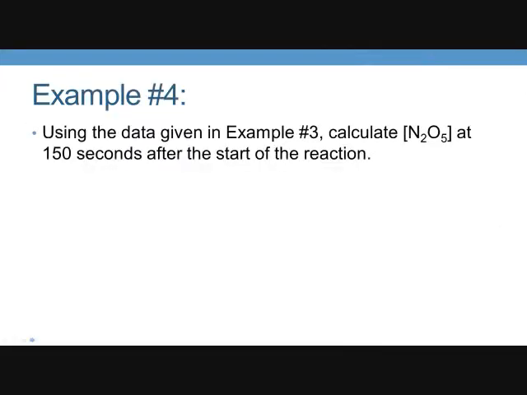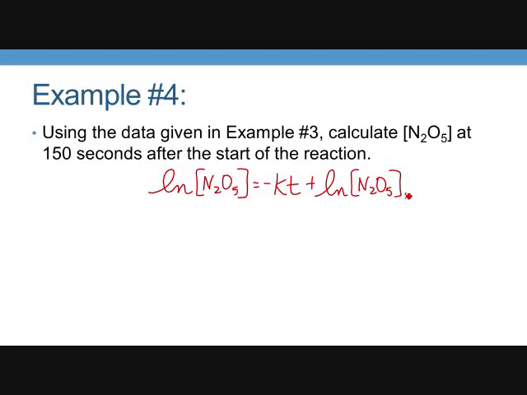Well, in example 4, we're going to use the same data that we had in example 3, but we want to find the concentration of the N2O5 at 150 seconds after the start of the reaction. So we are going to go back to the integrated rate law equation, which is at the top of your page, and that is the natural log, and I'm going to insert our actual reactant here, not just using A, so that we know where this is coming from. And that's equal to the negative k times t plus the natural log of the N2O5 0. So that little 0 tells us that's when time equals 0.